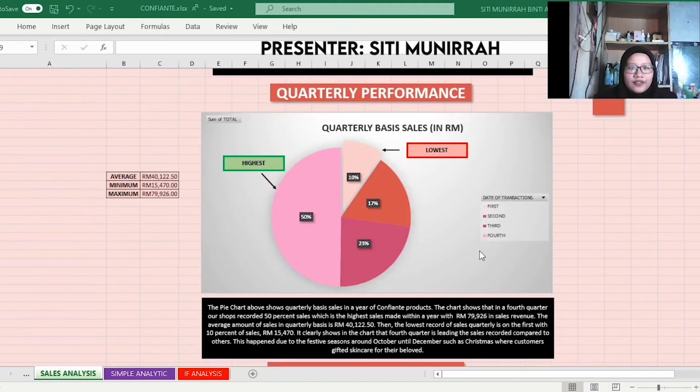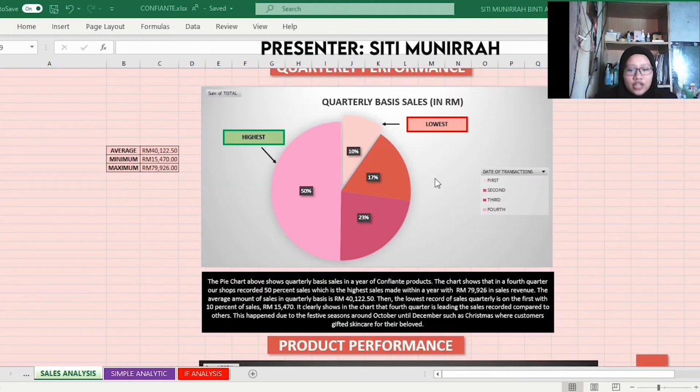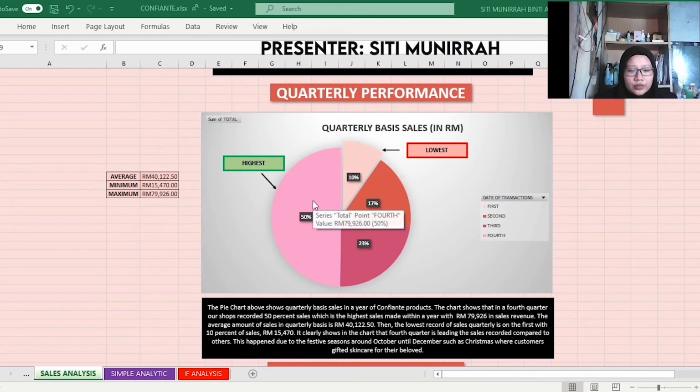Okay, next we have quarterly sales. This pie chart shows quarterly sales in the year 2020. The chart shows that in the fourth quarter, our shop recorded 50% of sales, the highest, with 79,926 in sales revenue. The average amount of sales on a quarterly basis is 14,122 and 50 cents. The lowest record of quarterly sales is in the first quarter with 10% of sales, which consists of 15,470 ringgit. So it clearly shows that the fourth quarter is leading the sales compared to the others.